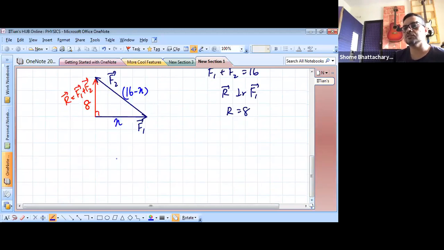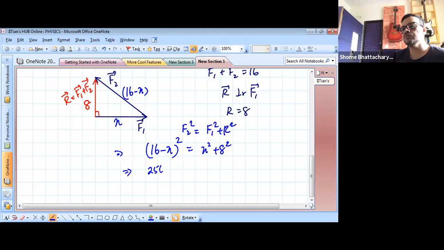Now I can make use of this: (16 minus x) square, which is the hypotenuse square, F2 square, is equal to x square plus 8 square. Basically, F2's magnitude square is equal to F1's magnitude square plus the resultant square. Now just expand this and you'll get 256 minus 32x plus x square is equal to x square plus 64. So we'll get 32x is equal to 256 minus 64.